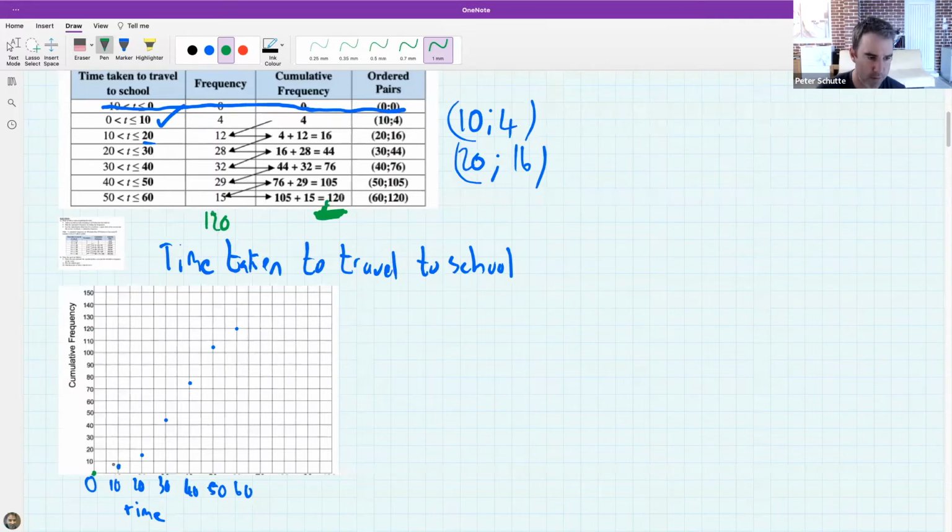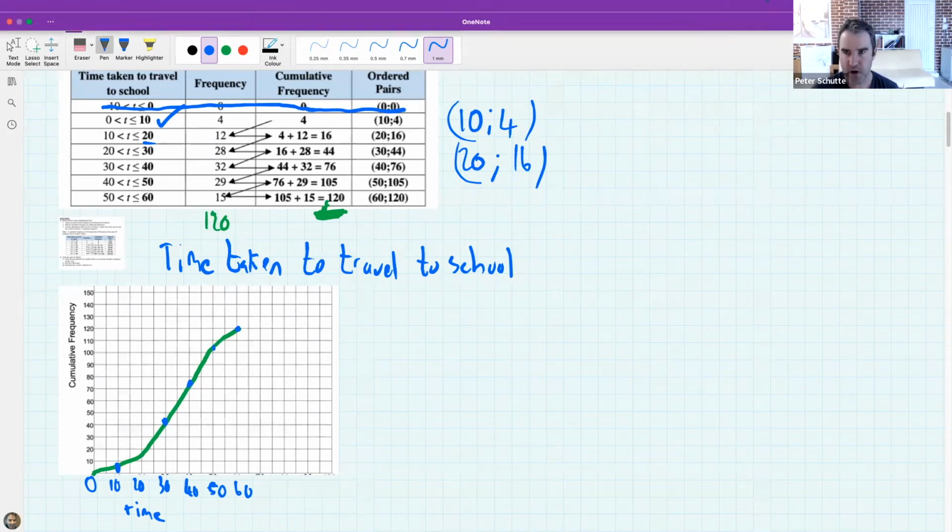Once I've plotted my points, I need to start from 0 on the cumulative frequency. So I go to the beginning of the interval, and then I join these using a curved line. It looks something like that. I just put in 50 is 105, and 60 is 120. And so this is what we call an ogive.